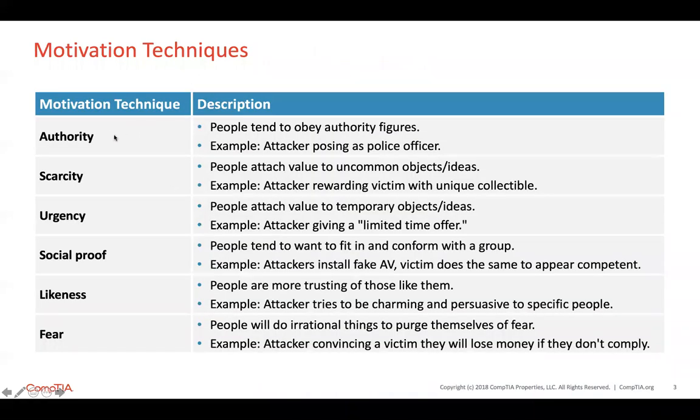Motivation techniques: authority, scarcity, urgency, social proof, likeness, and fear. Authority is someone coming in dressed like a police officer or manager. If you're working at your company and someone wants in the building and they come up in a suit, on the phone, looking like they're in an important meeting, people are more likely to let them in. They think this could be someone important and don't want to refuse them entry. So this is how they use authority.